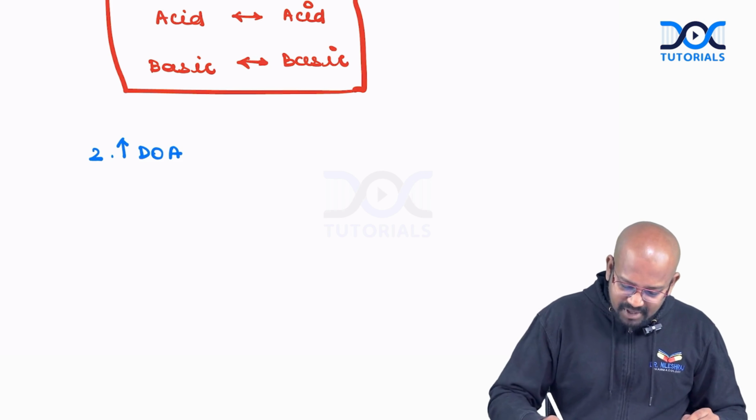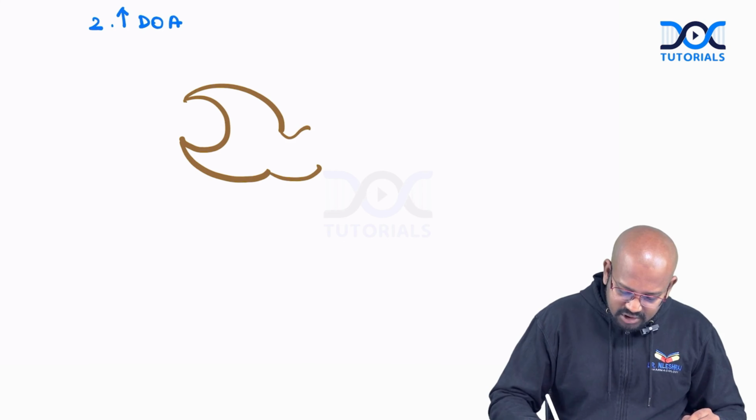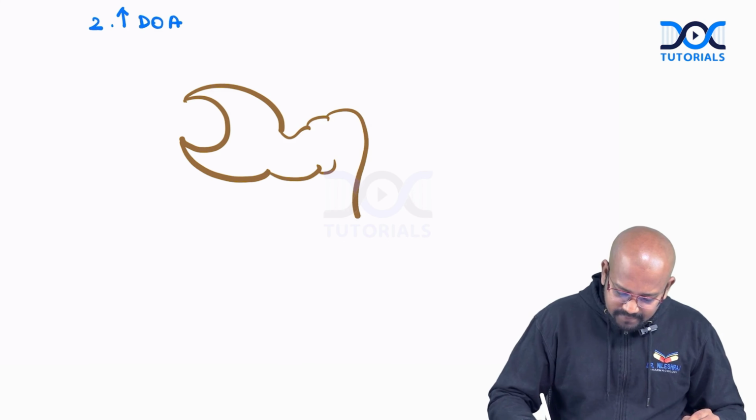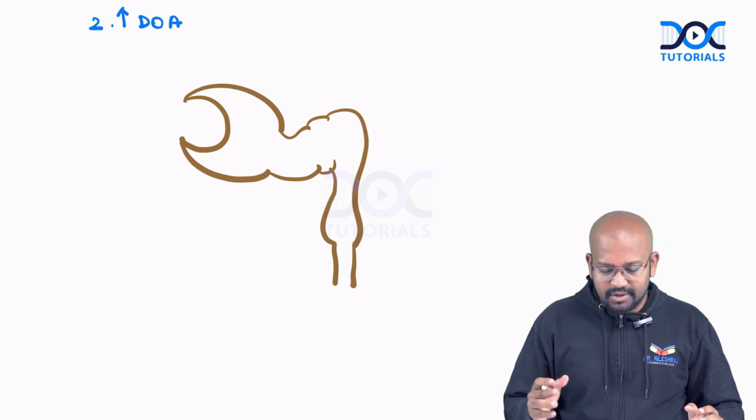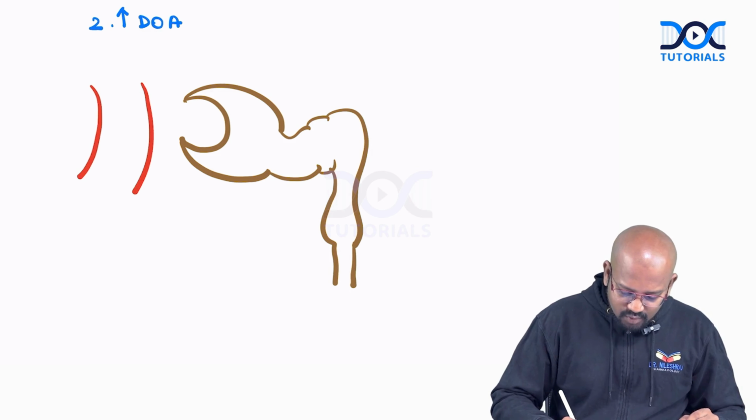How is it actually so? Consider here is where your glomerulus is, and we have the proximal convoluted tubule, descending limb of the loop of Henle. I'm not drawing the full nephron because that's not necessary right now. So here is where the afferent arteriole is situated.